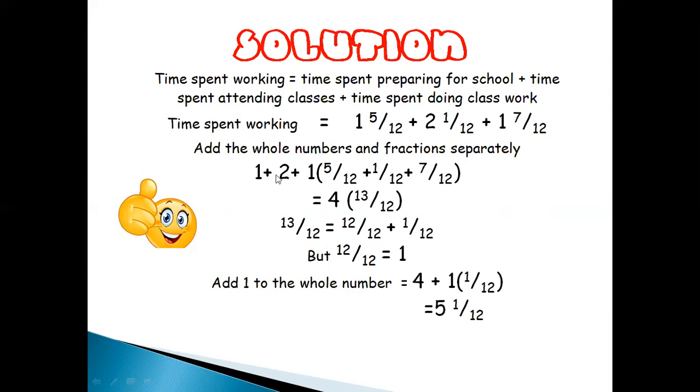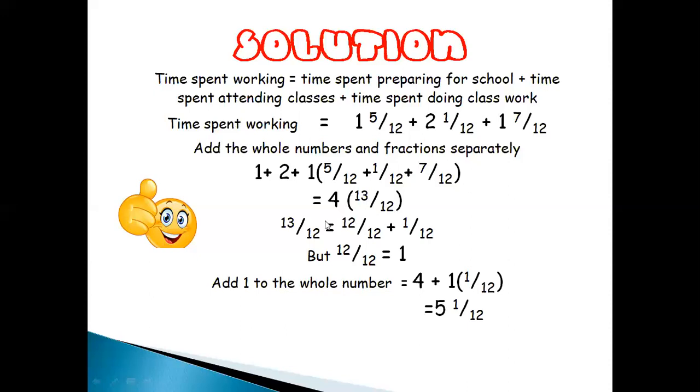So for the whole numbers, this is 1 plus 2, 3, 3 plus 1, 4. So I have 4. And then for my fraction, my denominator remains the same, and then I add my numerators. 5 plus 1 is 6. 6 plus 7 is 13. So I have 4 whole number, 13 over 12.